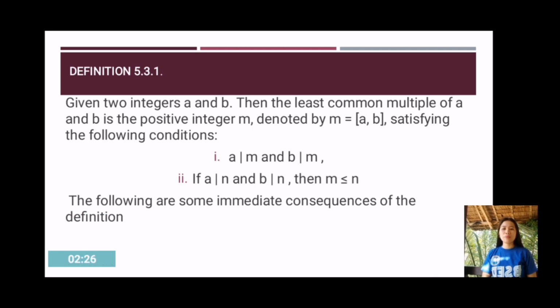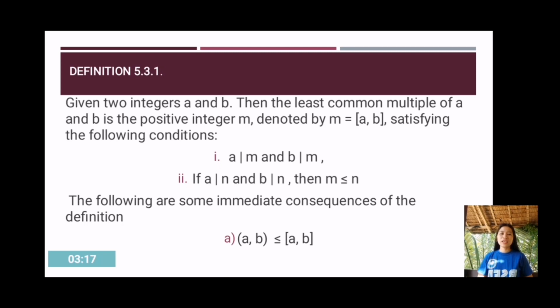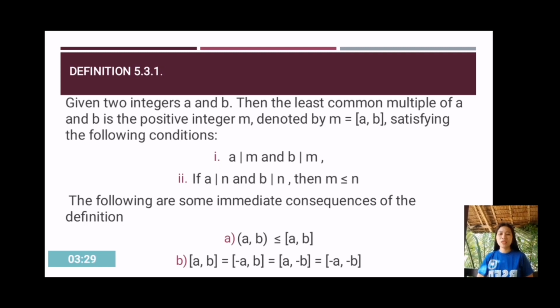The following are some immediate consequences of the definition. The GCD of a and b is less than or equal to the LCM of a and b. The LCM of a and b is equal to the LCM of negative a and b, is equal to the LCM of a and negative b, is equal to the LCM of negative a and negative b.